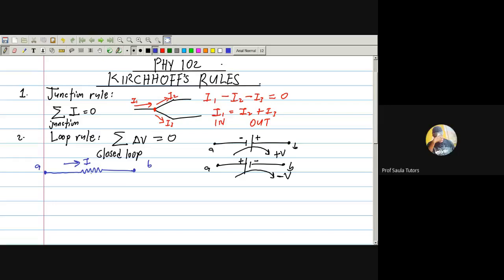Exactly. That is across a resistor. So across a resistor, current travels from what? Higher potential to lower potential. Which means that whenever you travel around a resistor in the direction of the current, definitely you have a negative voltage. That's negative IR. Remember Ohm's law.